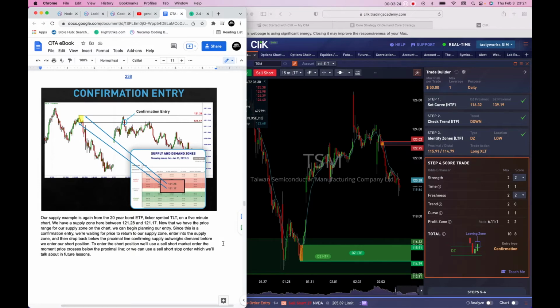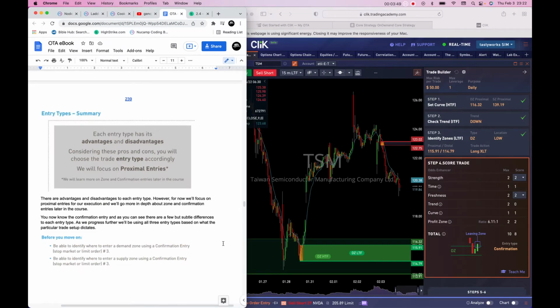position. To enter the short position, we'll use a sell short market order the moment price crosses below the proximal line of our zone. Another option is to use a sell short stop order, which we'll talk about in future lessons. Now, there are advantages and disadvantages to each entry type. However, for now, we'll focus on proximal entries for our execution, and we'll go more in depth about zone and confirmation entries later in the course.